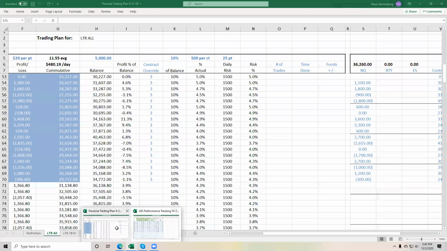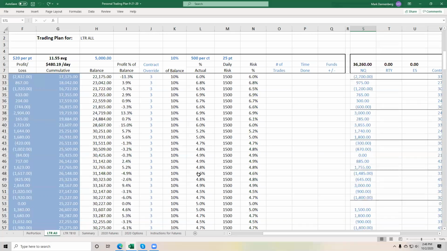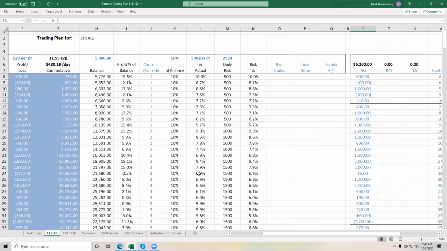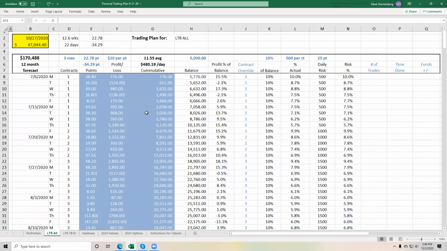So let's go back to our trading plan. We did 35 points yesterday. At $20 a point, that's $700. Now our trading plan has scaled us up to 3 contracts. We started at 1 contract back in July. We started actually July 6th, the week of July 6th, with 1 contract.